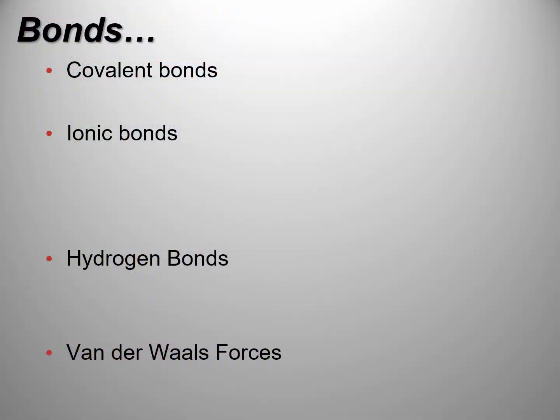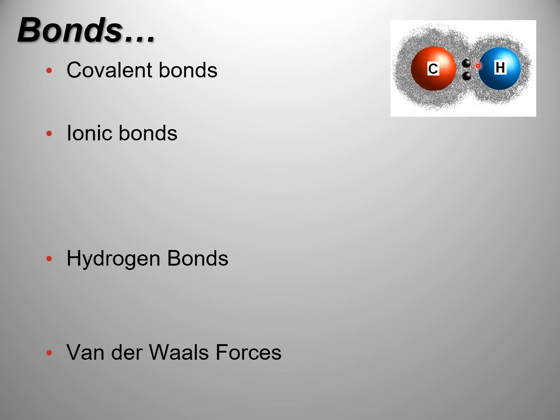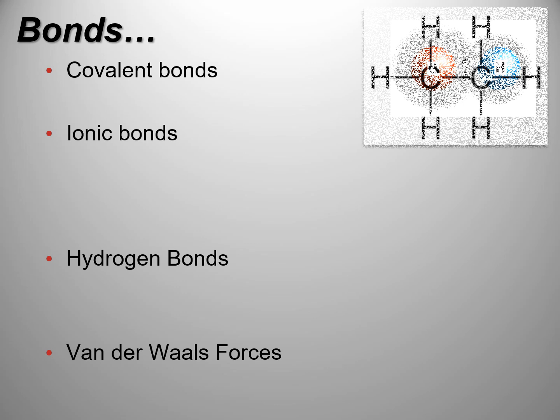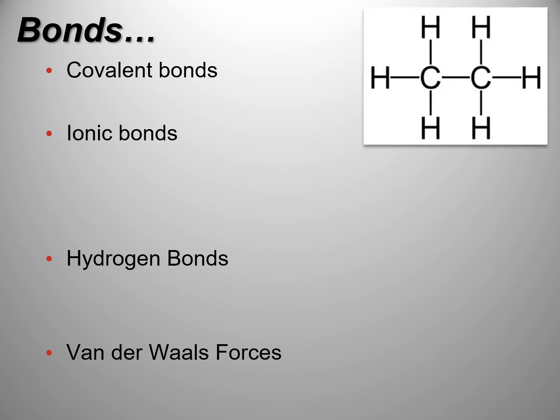So we have four major categories of bonds. We have covalent bonds, which involve the sharing of electrons to create a very strong bond. Mostly what you want to be able to do is recognize these solid lines between these atoms as a covalent bond. Maybe talk about that a little bit later when we get to disulfide bonds.